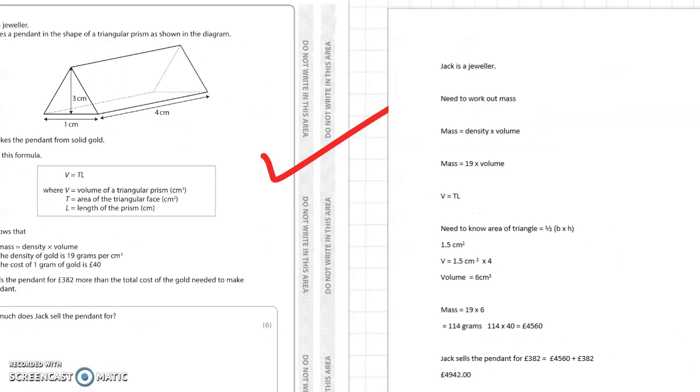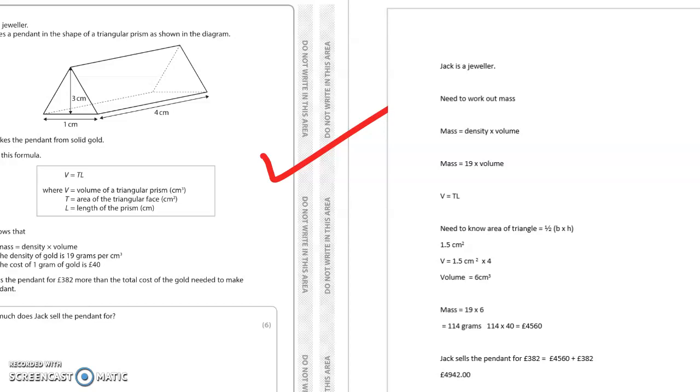Obviously we need to break it down bit by bit. So it's told us how much the selling price is dependent on the weight. So we have to work out the mass, because mass is a unit of weight. So mass equals 19 times volume, because mass equals density times volume, and we're told the density. So we don't know the volume.